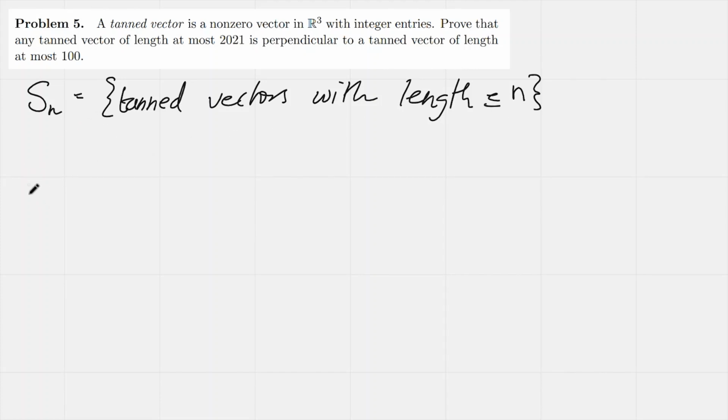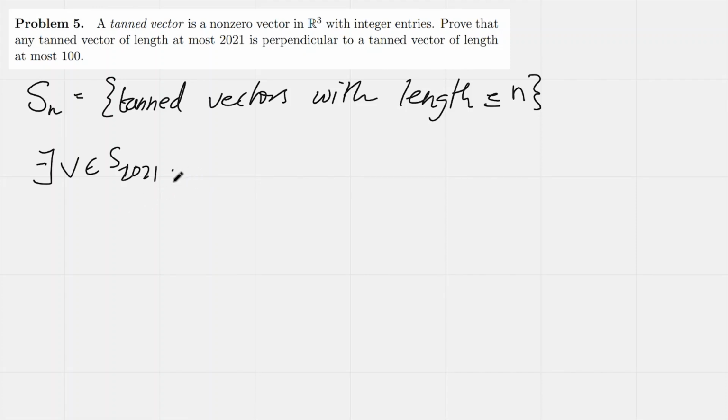Now, what are we going to do with it? Well, we're going to prove this by contradiction. So we suppose for contradiction that there is a tan vector of length 2021 which is never perpendicular to any tan vector of length at most 100. In other words, there exists some vector v in S2021 such that v dotted with any vector in S100 is never 0.